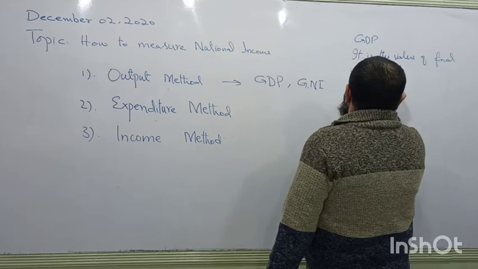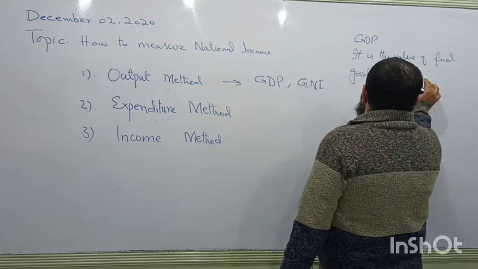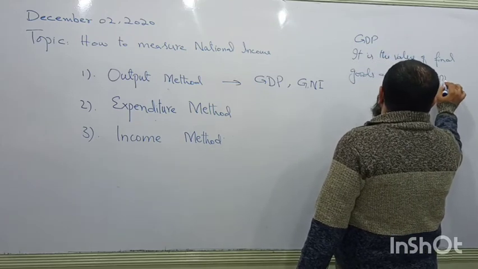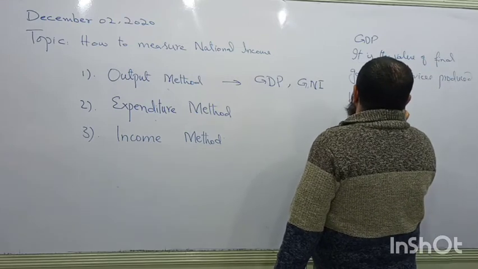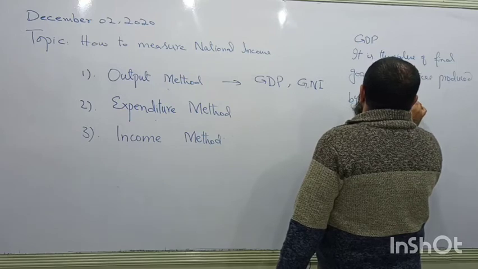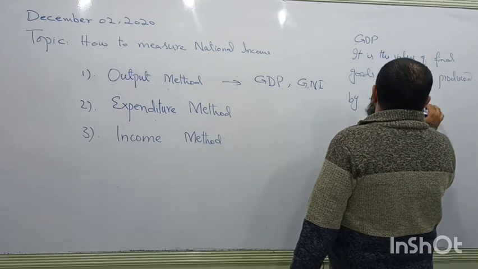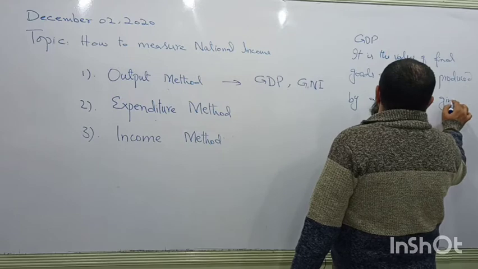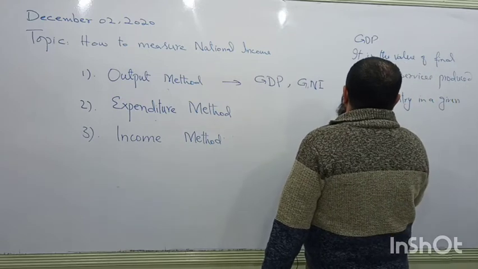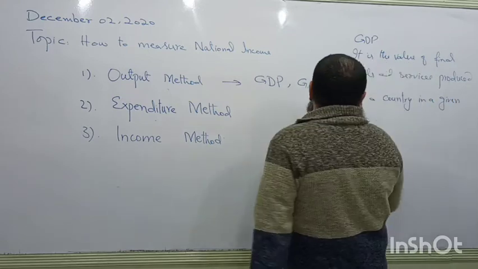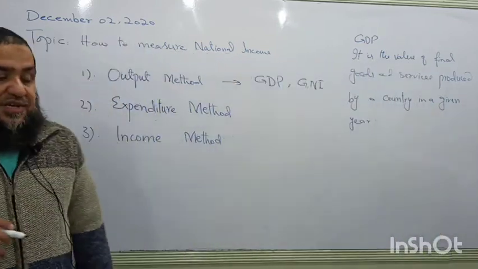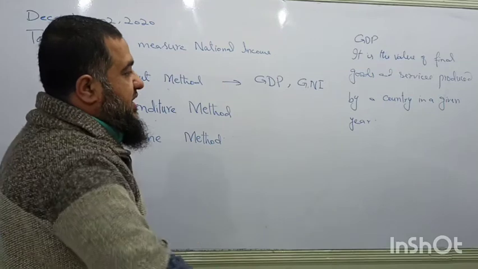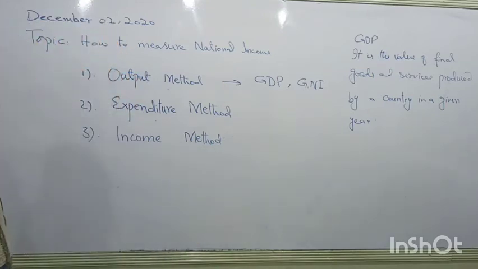Final goods and services produced by a country in a given year. So final goods will be taken. There are some types of goods which are primary in nature, then we can say the secondary output or intermediate goods, and then the final goods are produced.